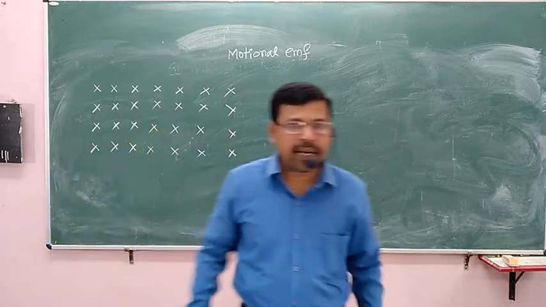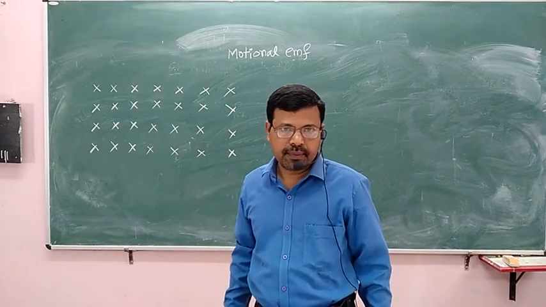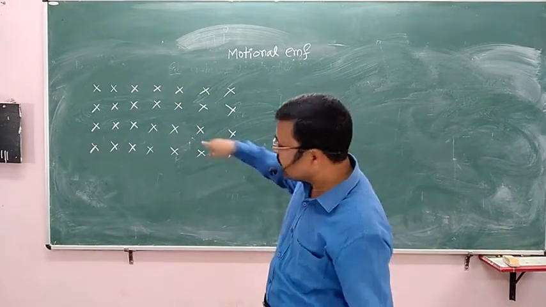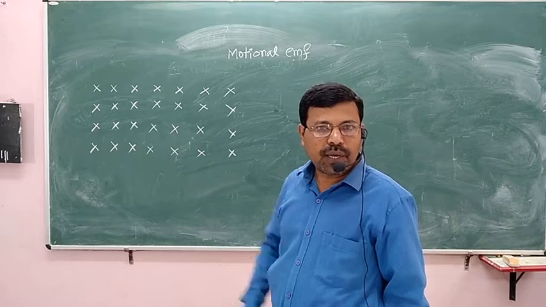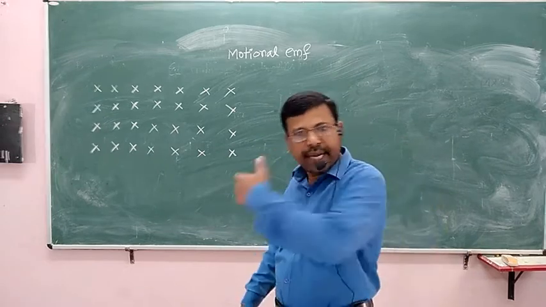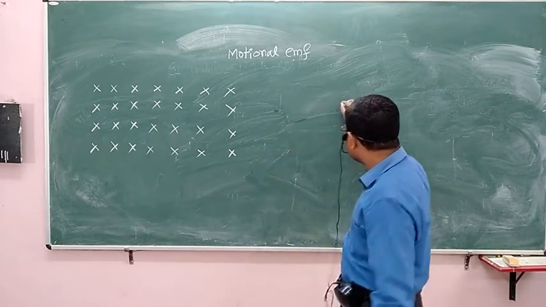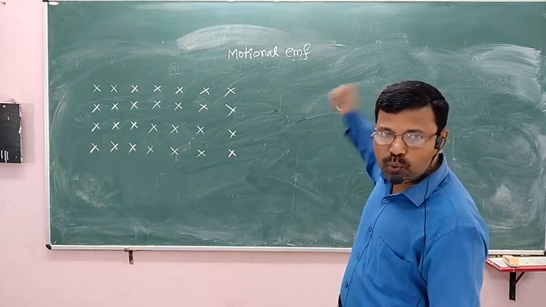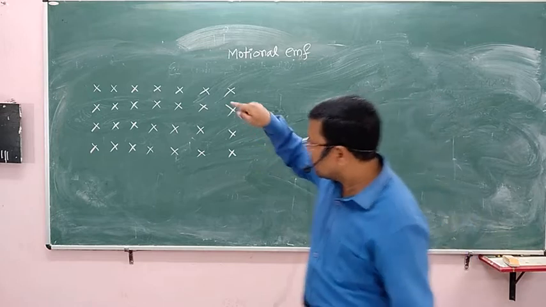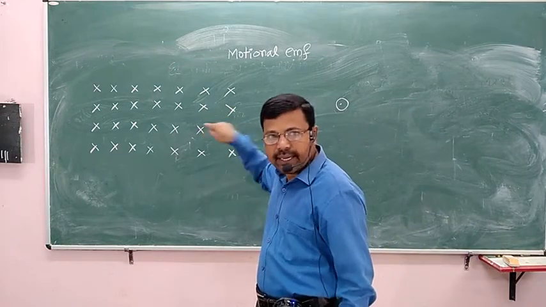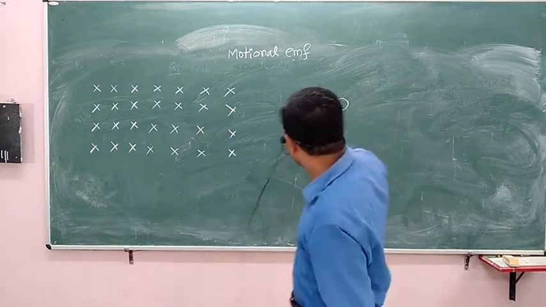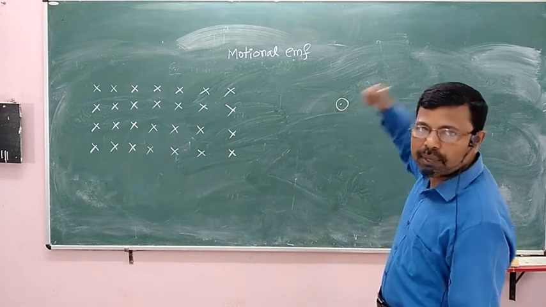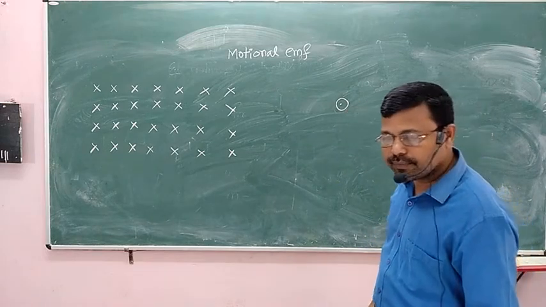A uniform magnetic field is set up, and the direction of the magnetic field is into the plane. A cross mark indicates into the plane. A dot mark indicates out of the plane, out of the board. Here it is into the plane, into the board. Here the magnetic field is coming out of the plane.